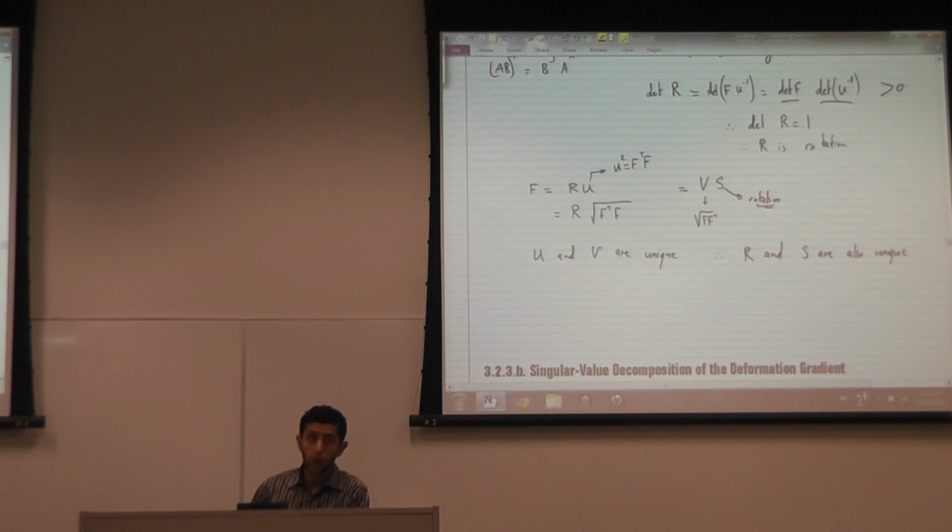Is there a relationship between R and S? Yes, R equals S. How would you show that? R U is equal to V multiplied by S. I'm going to put here R S transpose. This is a rotation matrix multiplied by V by S.